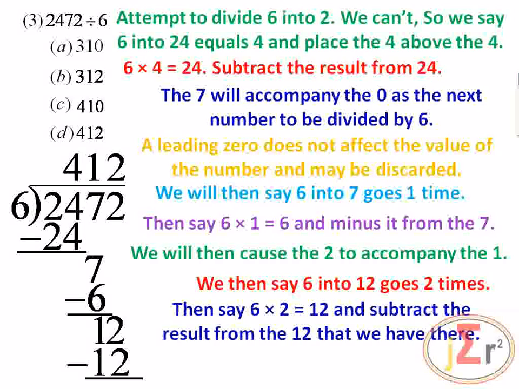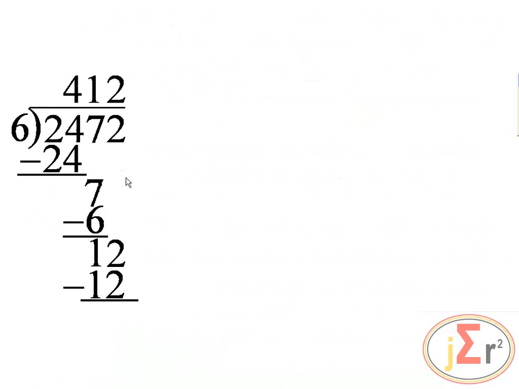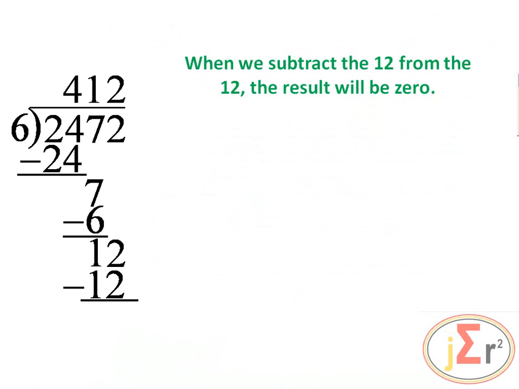And when we are dividing, bear our multiplication tables in mind, so that we may say, what number do we multiply by 6 and the result is 72, or what number do we multiply by 6 and the result is 24? The numbers are exhausted. Therefore, we have used up all of the numbers that we have up here. So when we subtract the 12 from the 12, the result will be 0. There will be a remainder of 0.